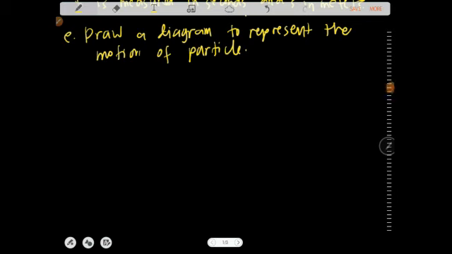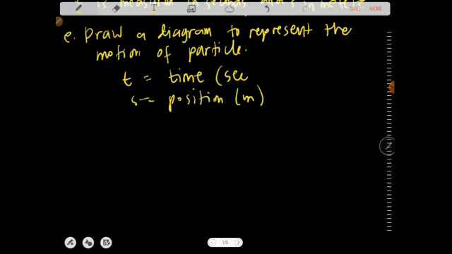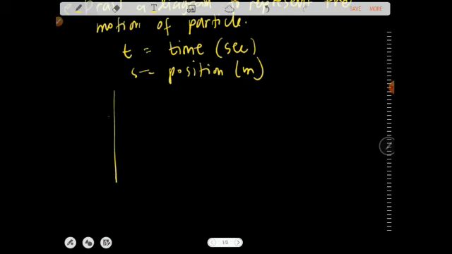Next question. Draw a diagram to represent the motion of a particle. So, we said in our first slide earlier that our t is the time in terms of seconds, and s is the position in terms of meters. So it means we will create a table in terms of t and s, and then put values in it. Say for instance, at 0 the time is the origin, and then maybe at 1 second, after 3 seconds, and after 5 seconds. Just for instance, but you can change it, depending on the given time you want.